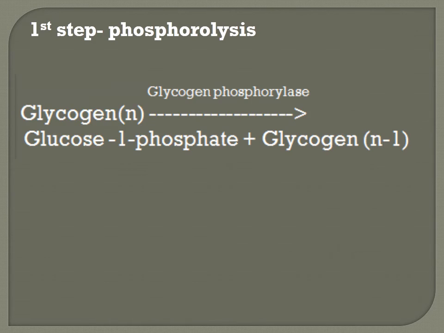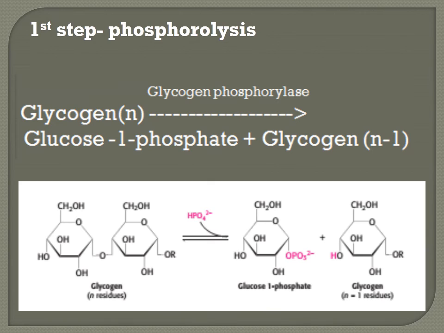Okay, now if we look at the reactions of glycogenolysis, the pathway begins with the action of the enzyme glycogen phosphorylase that releases glucose as glucose 1-phosphate from the non-reducing end of the glycogen. See, through the structures I think you can understand it. If you look at the structure, the glucose from the non-reducing end of the glycogen is released as glucose 1-phosphate, and now the glycogen is shortened by one glucose residue.